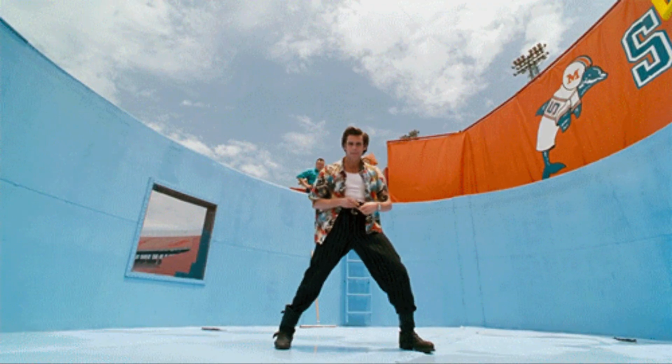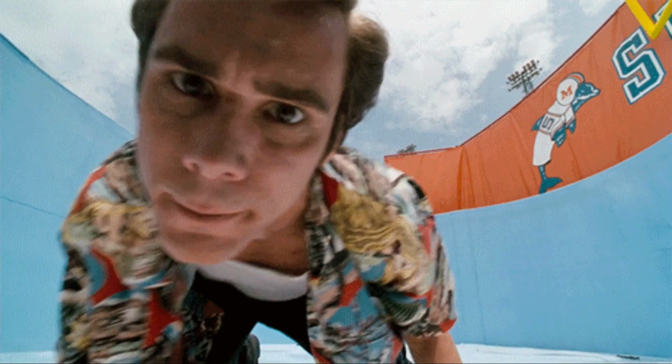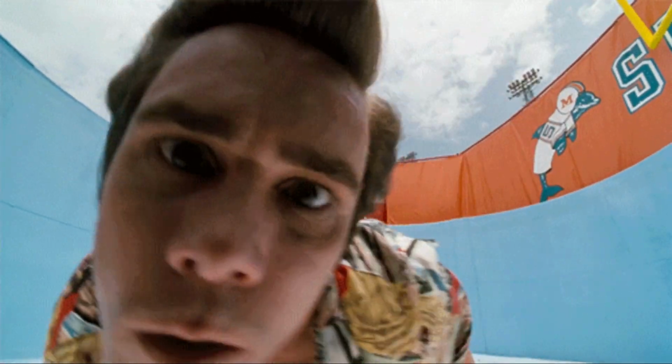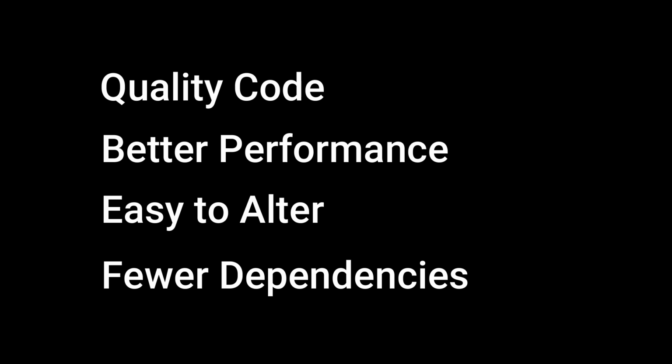In this video, I'm going to talk about clean architecture and MVVM in Android development. Clean architecture is a method of software development where someone is able to identify what your program does merely by looking at your code. Implementing clean architecture helps us develop quality code that performs better, is easier to alter, and has fewer dependencies.